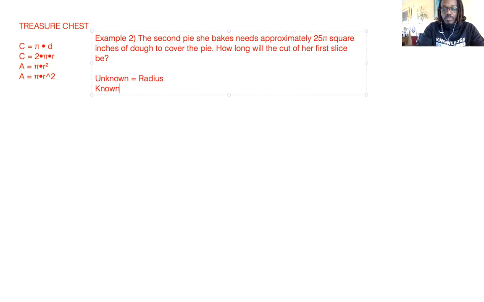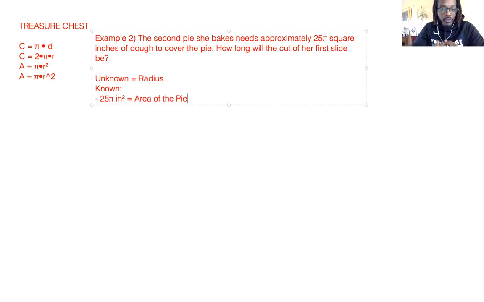And the known, what are some things that we know? Well, we know for one that she needs approximately 25 pi square inches. What do we know about square inches? Anything that's squared is area. Anything that's cubed is volume. So what this is describing is the area of the pie. The 25 pi square inches is the clue that we're dealing with the area, or how much space the circle takes up. And we can use the area to find the radius.